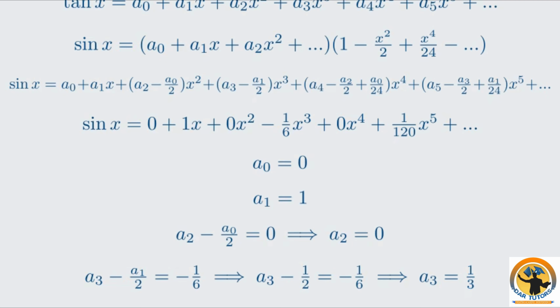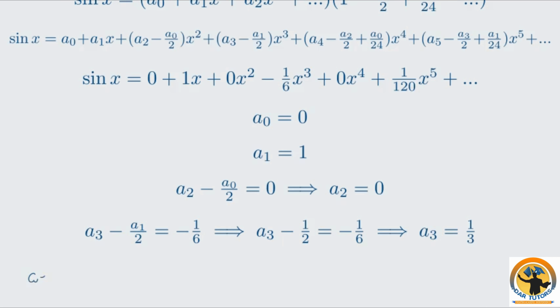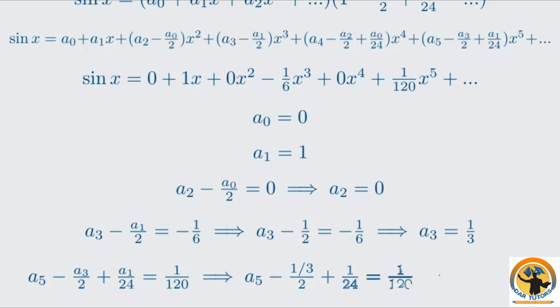Let's find the coefficient of x to the fifth. The coefficient of x to the fifth is 1 over 120. So a sub 5 minus a sub 3 over 2 plus a sub 1 over 24 equals 1 over 120. Substituting the values we found for a sub 1 and a sub 3, we get a sub 5 minus 1 over 6 plus 1 over 24 equals 1 over 120. Solving for a sub 5, we find it is 2 over 15.